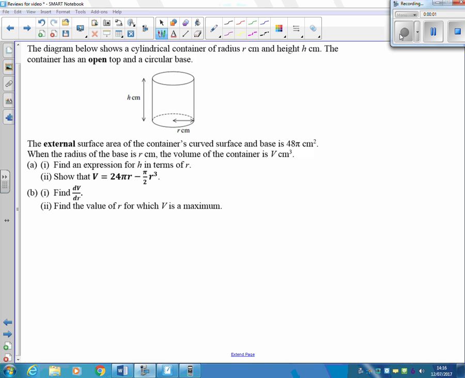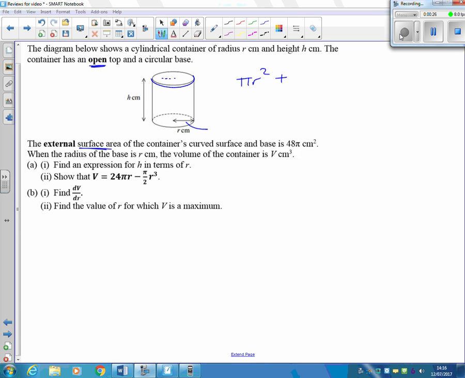So if you looked at a cuboid and a cone, and now we're looking at a cylinder, and the important point to read here in bold is that it's an open top base, so we don't have a top here at all. So when we're talking about the surface area, it's made up of the bottom of this bit here, which will be the pi r squared, plus the curved surface area.